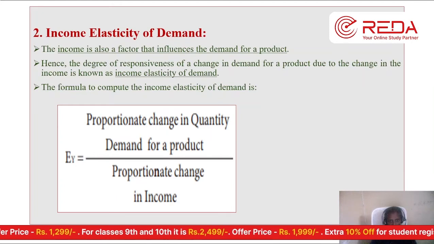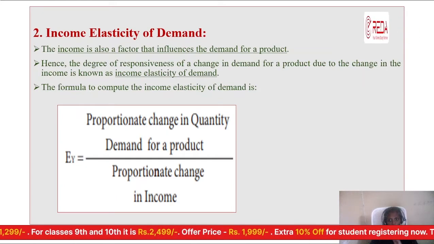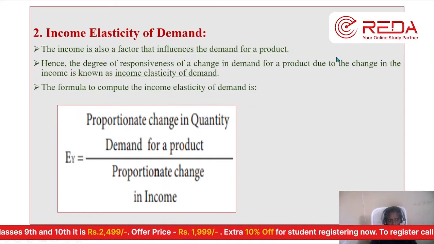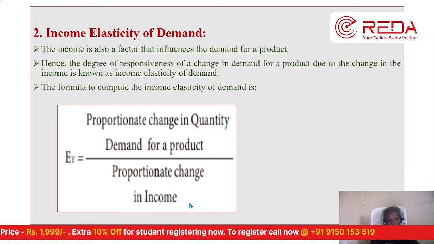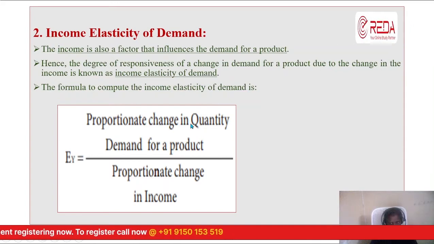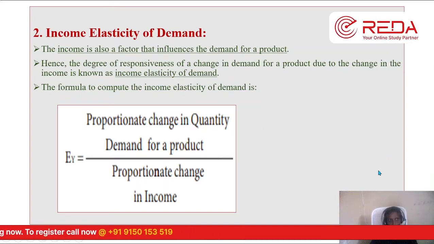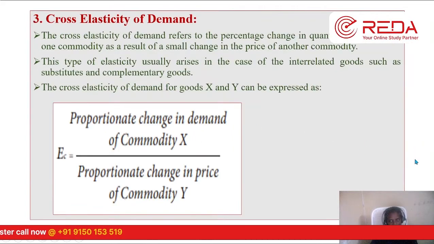Okay, so when there are changes in the income, the quantity demanded also keeps on increasing like that. Only the thing is the proportionate change is very important. The word proportionate change indicates that the same ratio of change in one factor leads to the same level of increase in the other factor. Okay, that is the very important thing here.